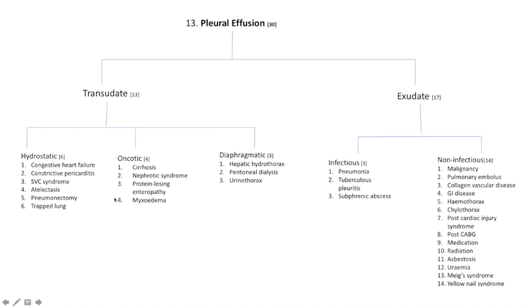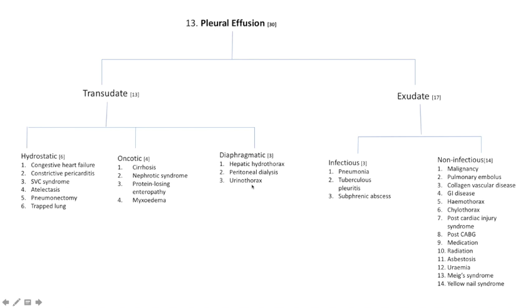Right, so under increased hydrostatic pressure is congestive heart failure, constrictive pericarditis, superior vena cava syndrome, atelectasis, pneumonectomy, trapped lung syndrome. If you have a situation of decreased oncotic pressure, it means most likely you're losing albumin somewhere, right? Cirrhosis, in that the liver can't make the albumin. Nephrotic syndrome, in that you're leaking albumin into the urine. Protein losing enteropathy, leaking into the bowel, and myxedema is the other one, which goes with hypothyroidism, right? Diaphragmatic etiologies include hepatic hydrothorax, peritoneal dialysis, and urinothorax, okay?